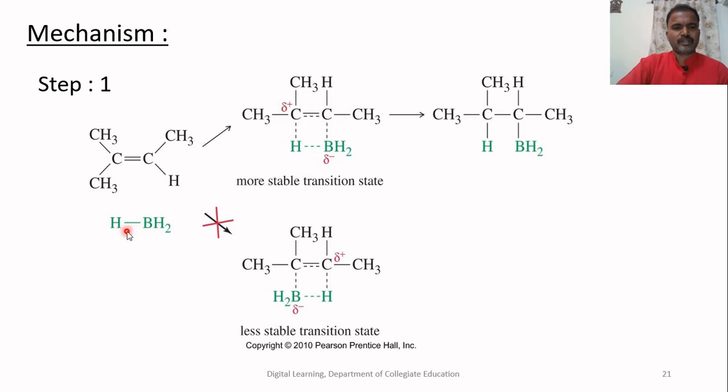In the other way, the hydrogen atom of the borane is added to the less substituted carbon of the alkene and gives this transition state. So among these 2 transition states, this one is more stable because the partial positive charge is present on the most substituted carbon of the alkene and it gives an alkyl borane. So in this alkyl borane, the boron is attached to 2 hydrogen atoms.